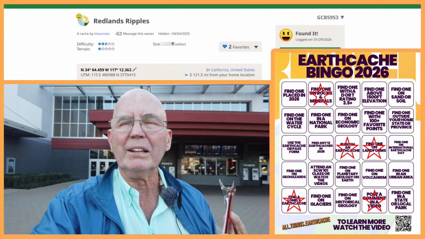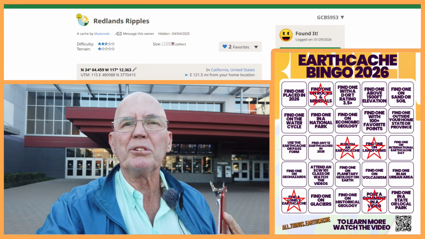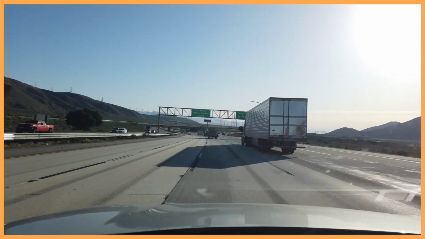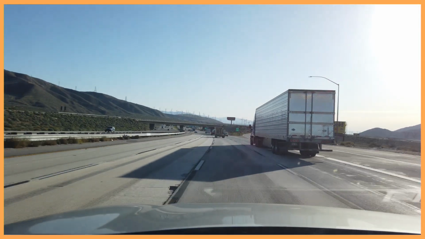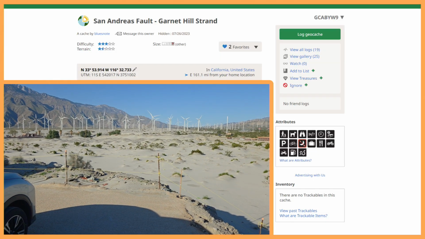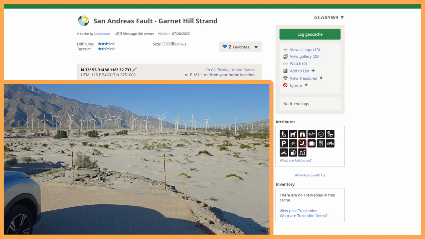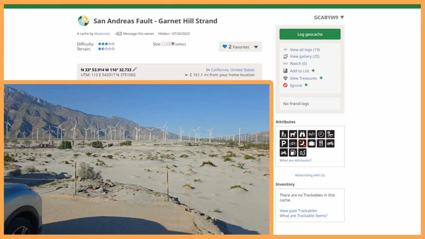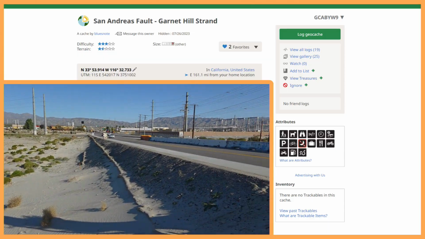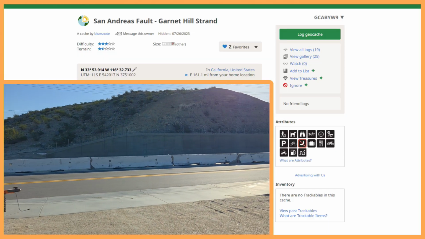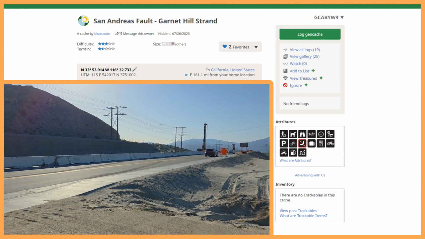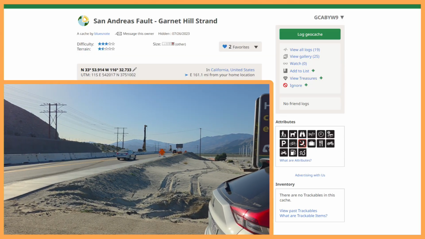So done here in Redlands, and now off to Desert Hot Springs to look at the San Andreas Fault. We're going to have to deal with some traffic noise. Here we are with sand dunes, windmills, between the San Gorgonio Mountains and the San Bernardino Mountains, and our subject is this little hill and its relationship to the San Andreas Fault. So let me gather some information and be right back.